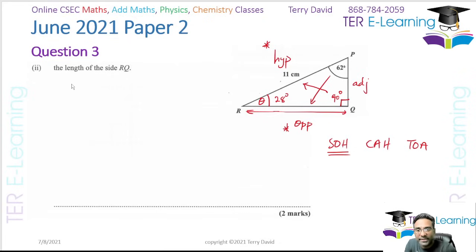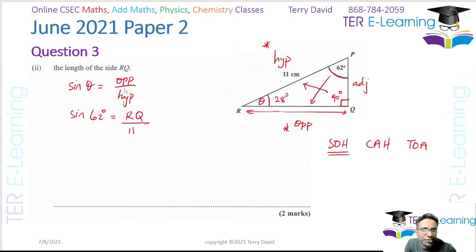So we start off by writing sine. Write down what the ratio is first. Sine theta is opposite over hypotenuse. That's what the sine ratio is. The angle that I'm using in this particular case is 62 degrees. So sine 62 degrees is equal to my opposite, which is RQ. That's what we don't know. This is RQ divided by my hypotenuse, which is 11.